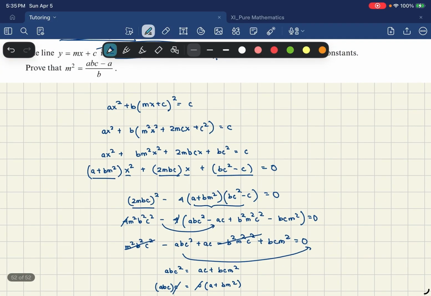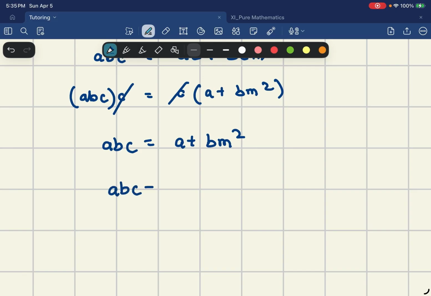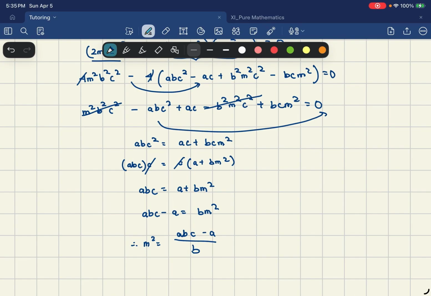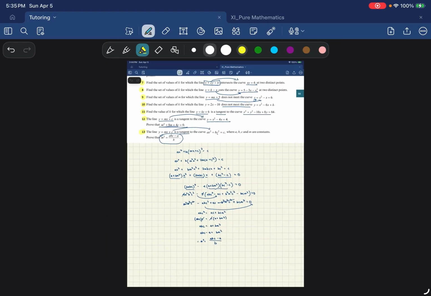And let me look at what we're trying to prove here. So I want to isolate m squared, right? So abc is equal to a plus bm squared. So abc minus a is equal to bm squared. And finally, m squared is just (abc minus a) over b, which is exactly what they want here. And that is it. That is how you prove this expression. Alright, so that is all for chapter 3, quadratic equations, and we'll move on to functions next.